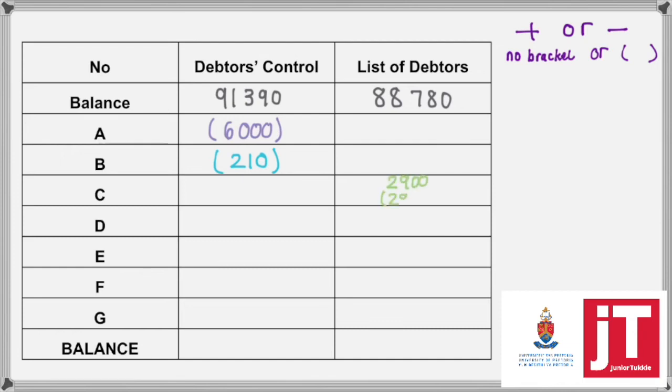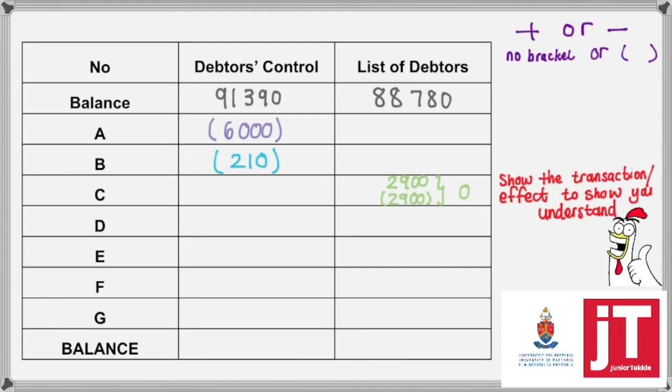Then number C is where I moved the balance from the one debtor's account to the other because I posted it to the incorrect debtor's account. Show the effect. Show that there's a plus 2,900 and a minus 2,900. And then you can even make a curly bracket and put a 0. Show the transaction or the effect to show your understanding and to earn your marks. Do not leave it blank. Show the effect.